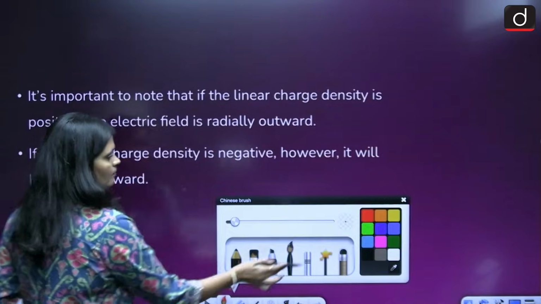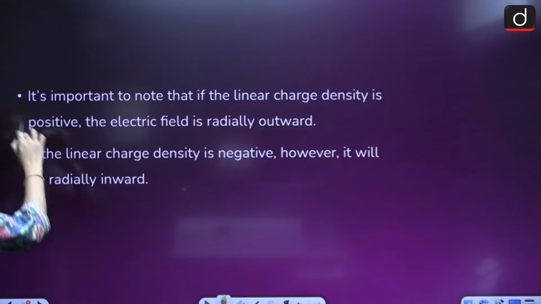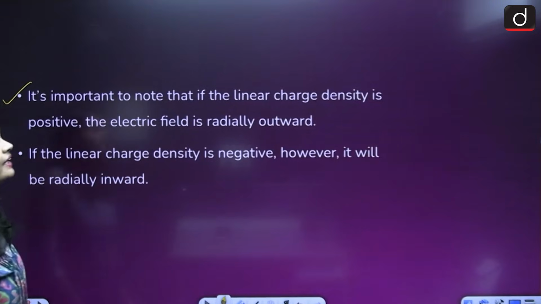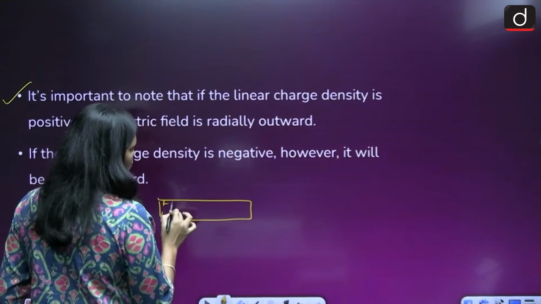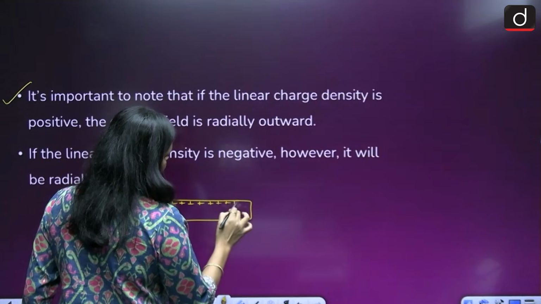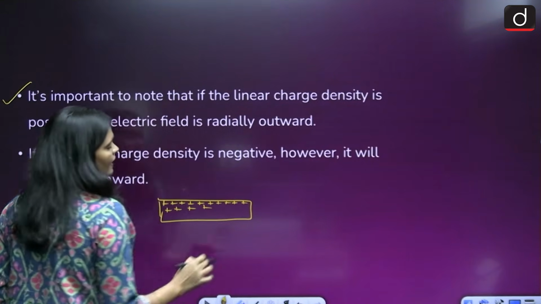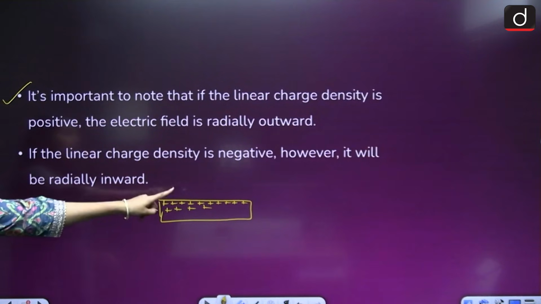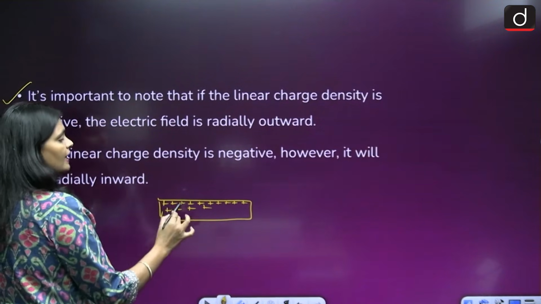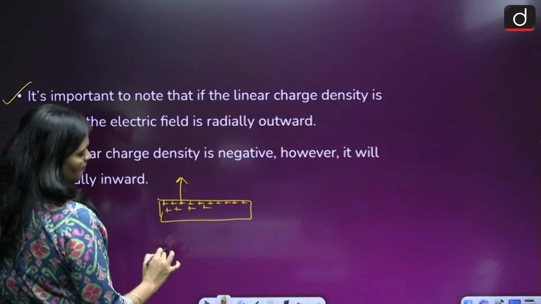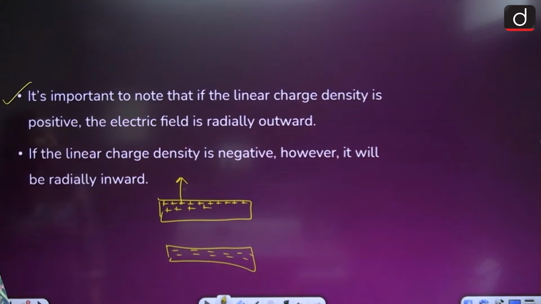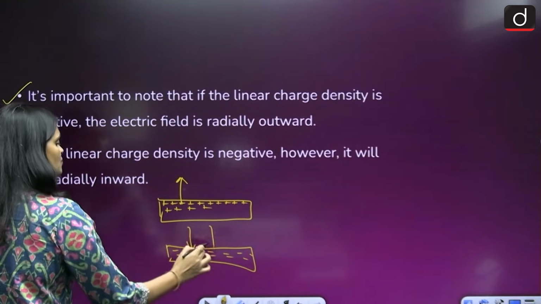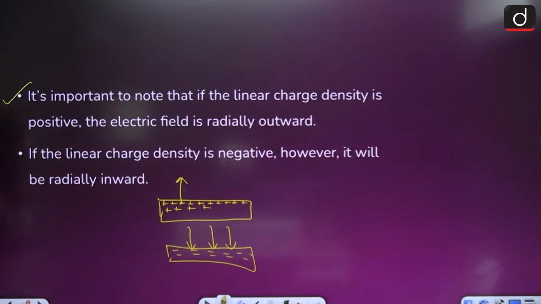Now, it's important to note that if the linear charge density is positive, then the electric field lines move radially outward. But if the linear charge density is negative, then the electric field lines move radially inward.